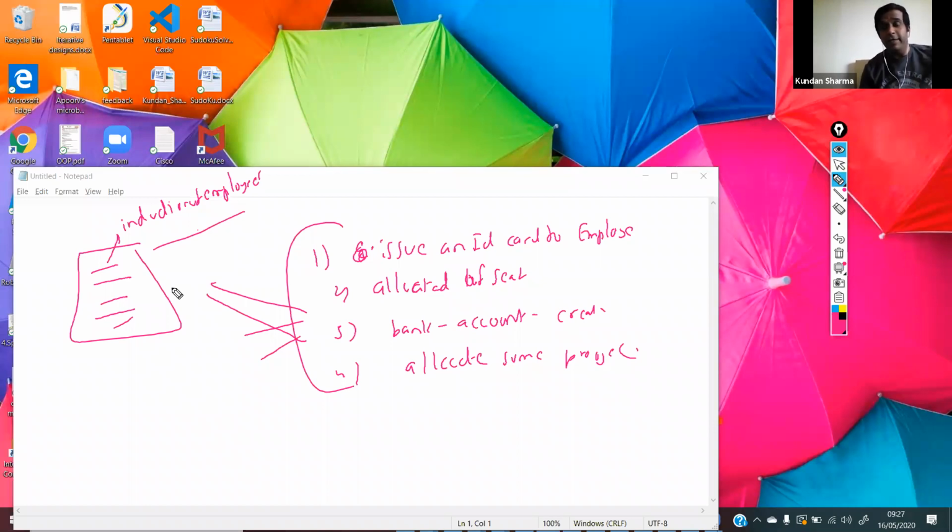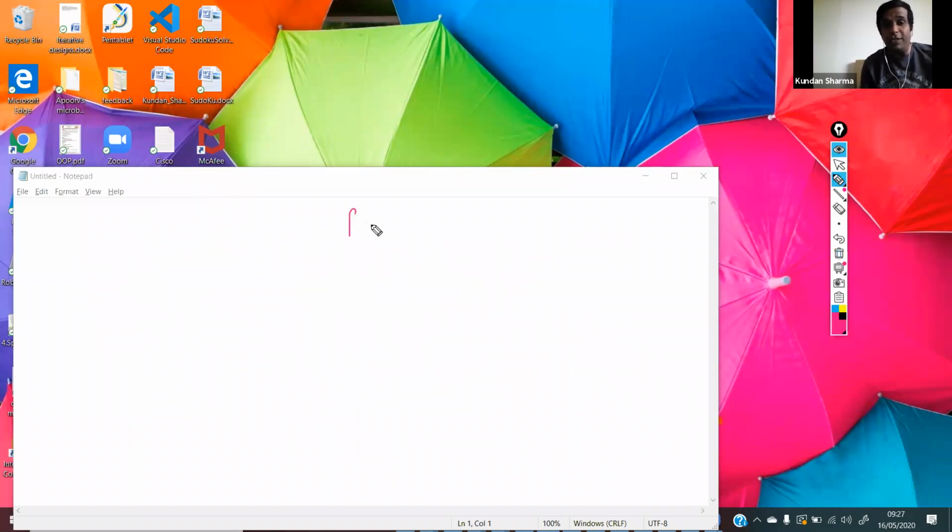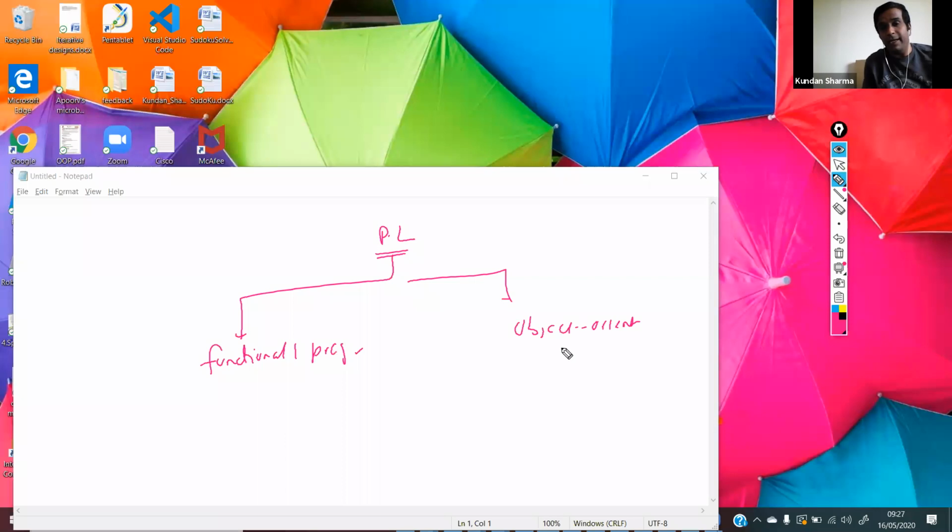So now we have two types of programming languages. One is called functional style. Let me write down programming languages. So this is called functional programming language. And the second one is called object-oriented programming language.